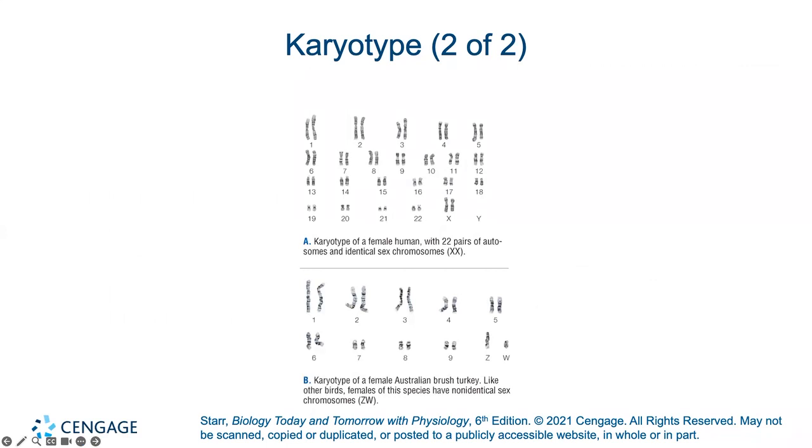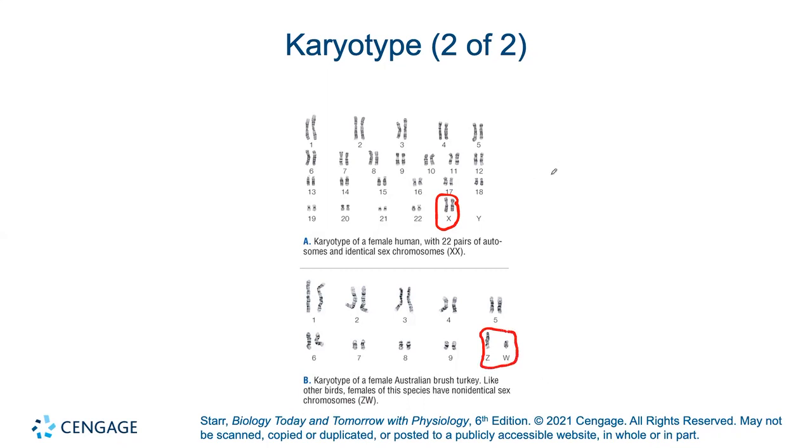What you're looking at here is a human karyotype. On the top, you've got a karyotype of a female human with 22 pairs of autosomes and identical sex chromosomes. She is female because she has two X chromosomes, and that's what determines gender. You can see them right there. And then down here you have the karyotype of an Australian brush turkey. Like other birds, females of the species have non-identical sex chromosomes, ZW. So sexing is different from species to species, right?